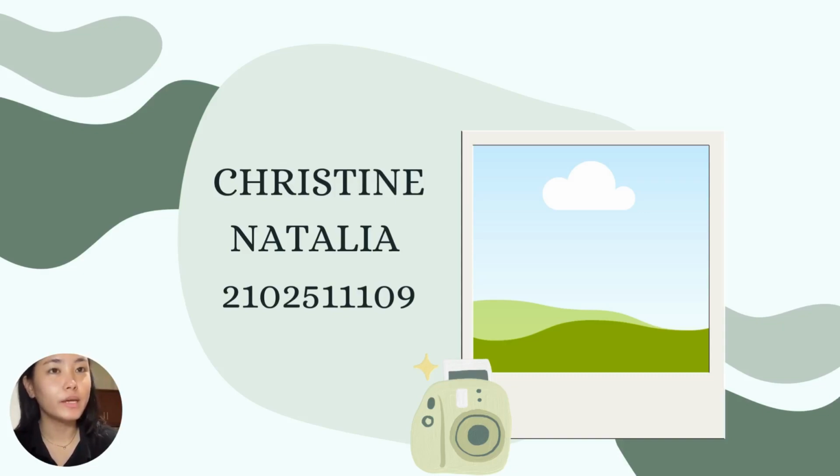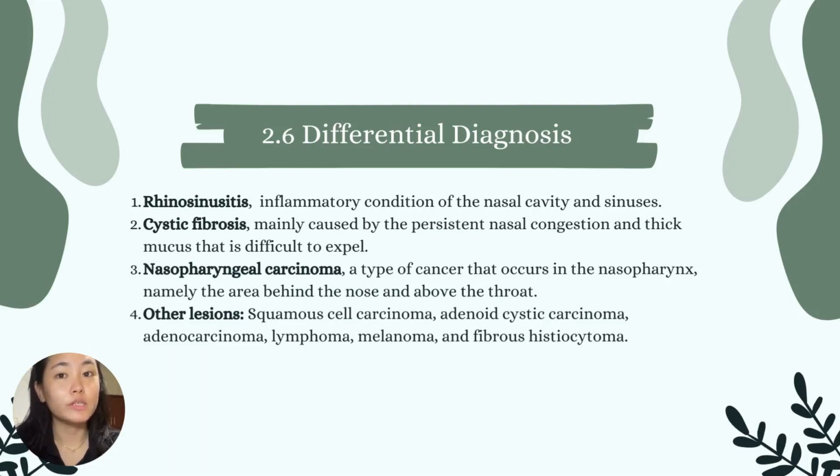Now I'm going to present about the differential diagnosis of nasal polyp. The differential diagnosis of nasal polyp varies from first, rhinosinusitis, which is an inflammatory condition of the nasal cavity and sinuses. Second is cystic fibrosis, which is a particular condition that produces thicker mucus from excessive mucus glands in the respiratory tracts, which causes the patient to have persistent nasal congestion and thick mucus that is difficult to expel.